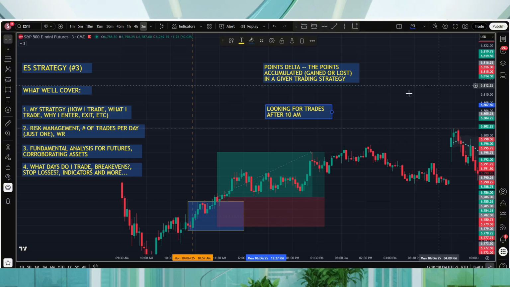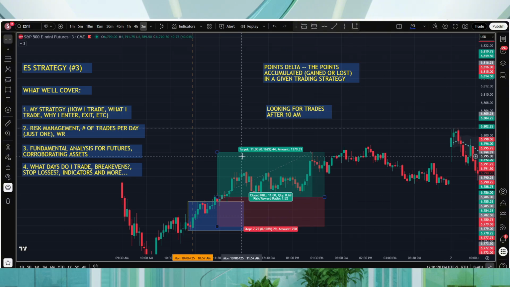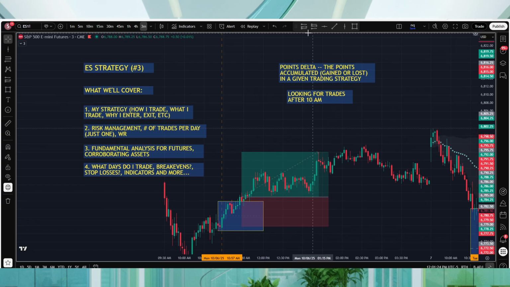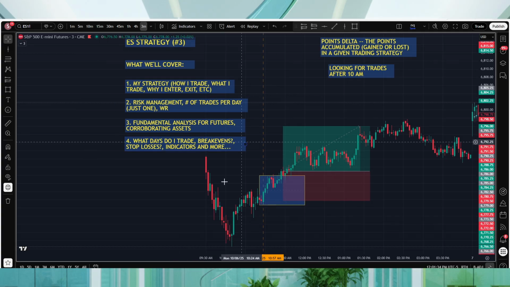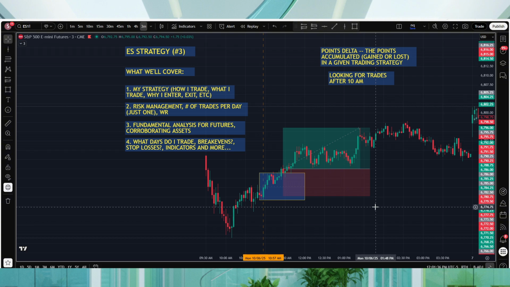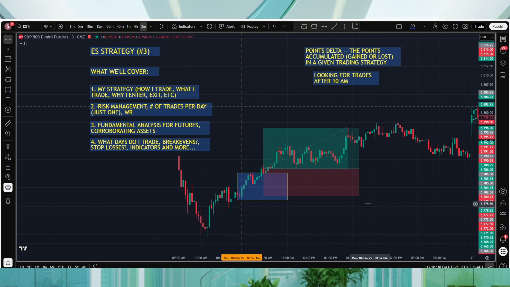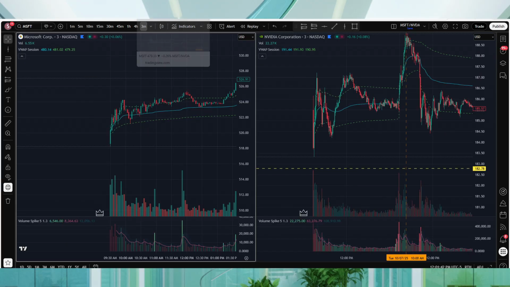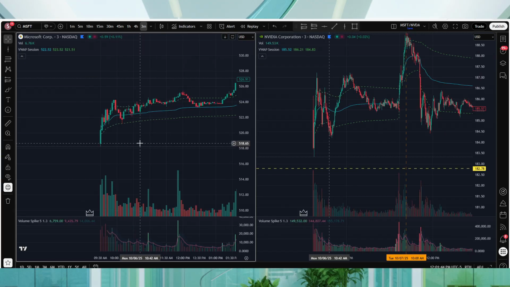All right, and we'll begin with the first day. And as I use on other strategies, hopefully I've talked about them, is points delta, the points accumulated, gained, or lost in a given trading strategy. Very important metric for the way I trade. So it lets me know in a back test whether this is a good system or a bad system quite easily.